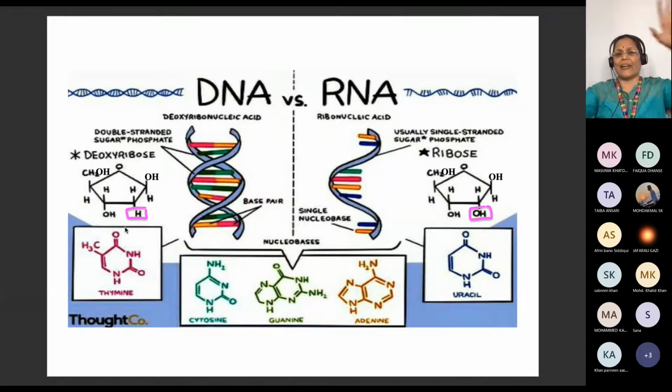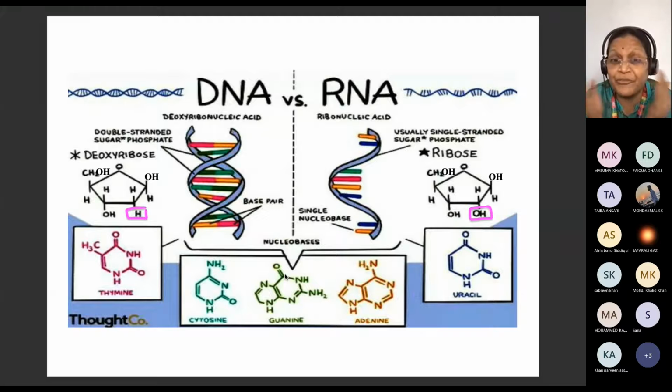Is the ribose and deoxyribose diagram clear? So it is mentioned as 2-deoxyribose. Now, at the bottom, we have so many bases. Out of those, adenine, guanine, and cytosine, these 3 bases are common in both DNA and RNA. In both you can have these 3 bases.